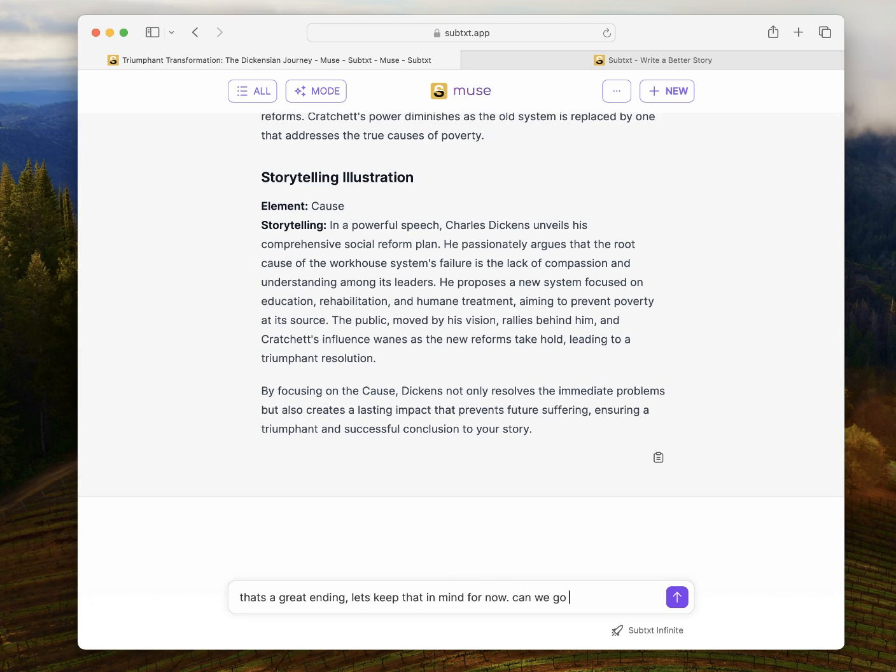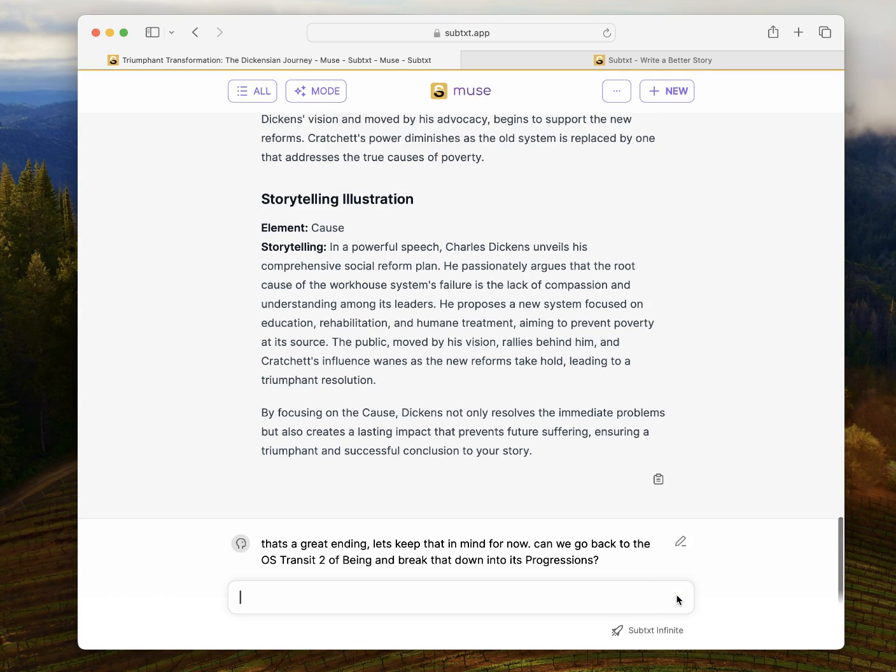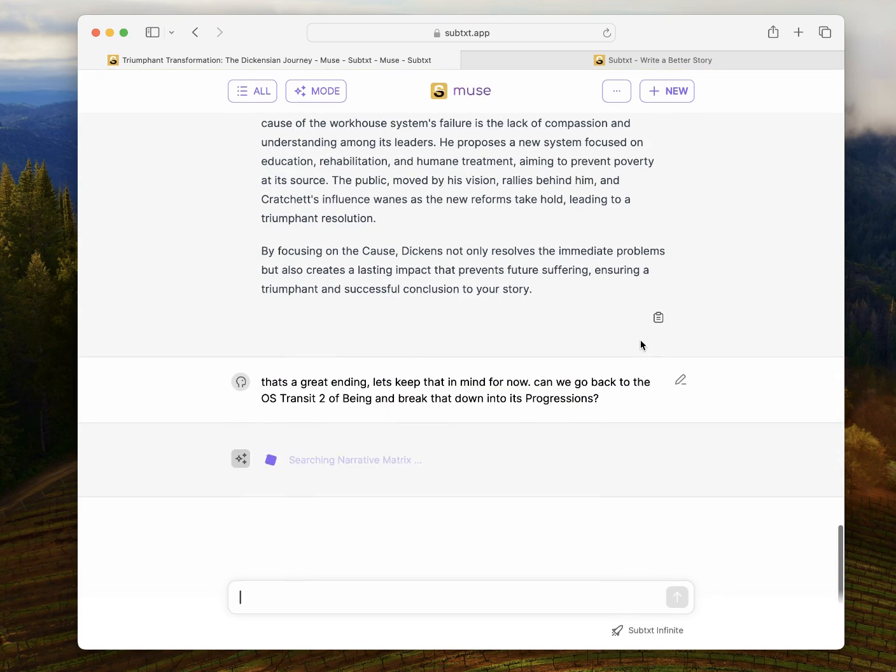Can we go back to the OS transit 2 of being and break that down into its progressions? Now, this is a fairly complex thing that I have set up. So let's see if it works. I've actually not tested it yet with the new Muse. So let's see if it comes through. It died. All right. So that didn't work.